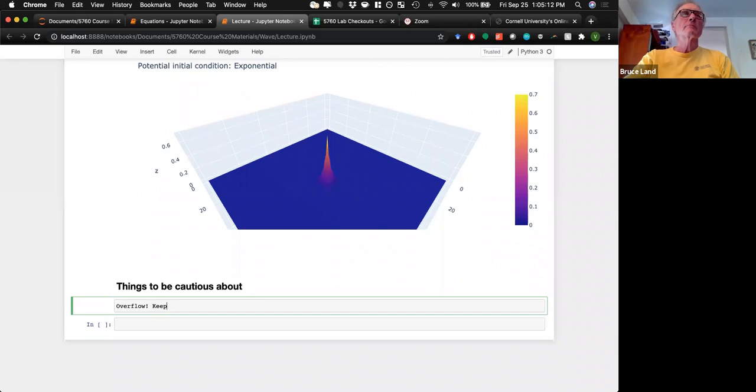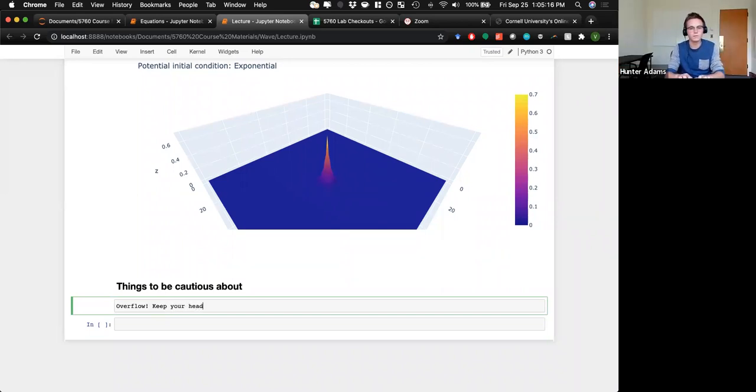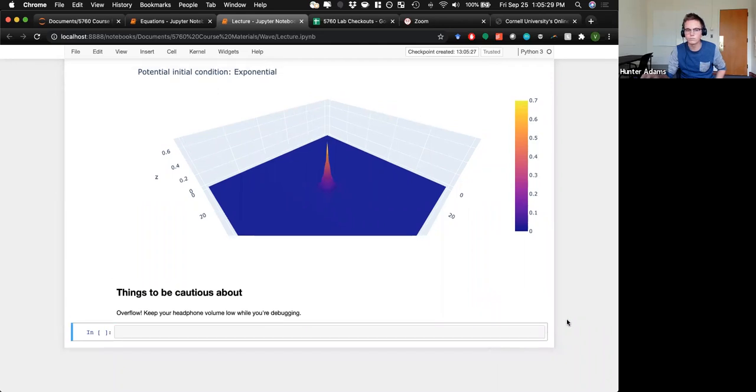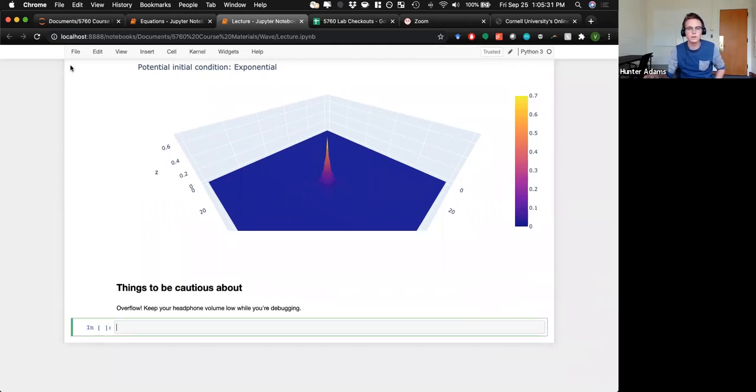So I'm just going to make a note to be cautious about overflow. Keep your headphone volume low while you're debugging. Okay. So the next thing I want to think about is parallelization.